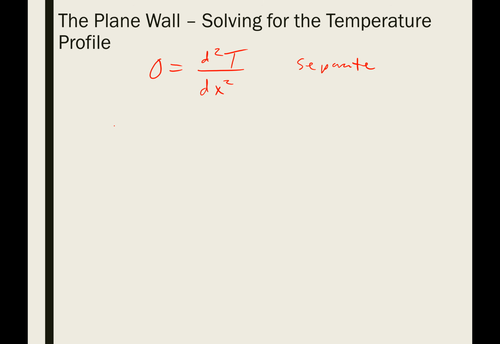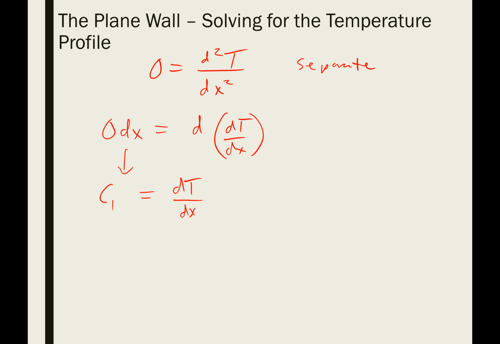So let's just separate one of our dx terms. We would get something like 0 times dx is equal to the derivative with respect to x of dT/dx. So we just sort of, wait, sorry. We don't have that. Okay, so we would do this integration. So on this side, what are we going to get? We're just going to get a constant of integration. So when we integrate, we just get this constant. And that is going to just equal dT/dx. Okay, so we picked up one constant of integration.